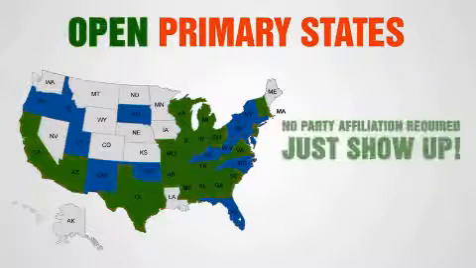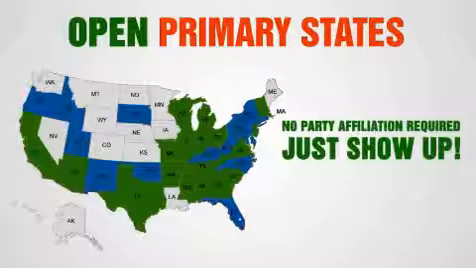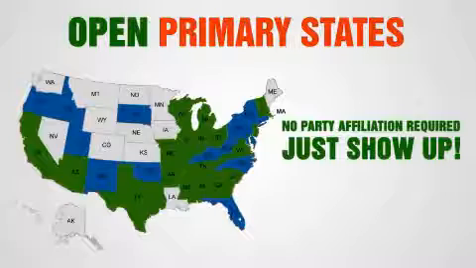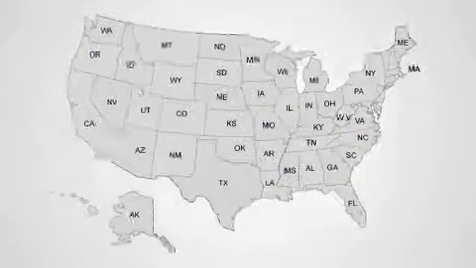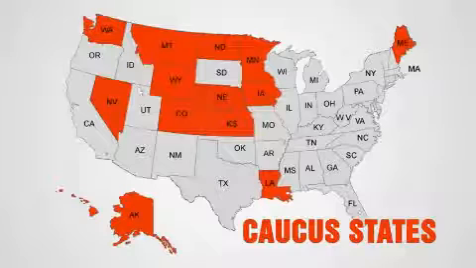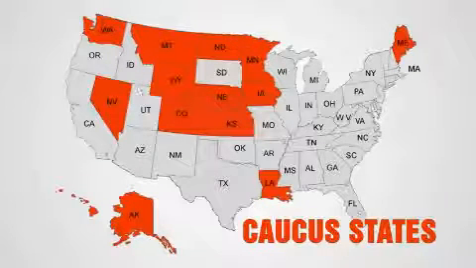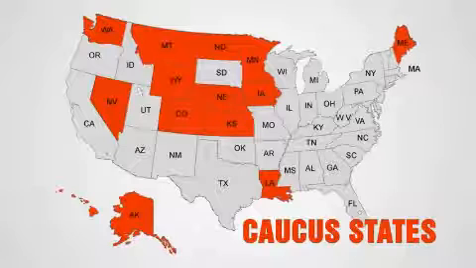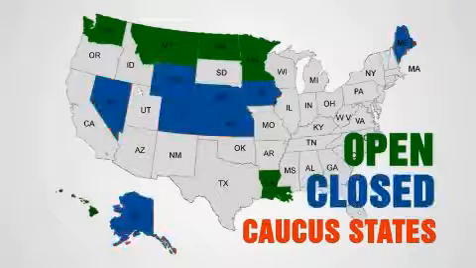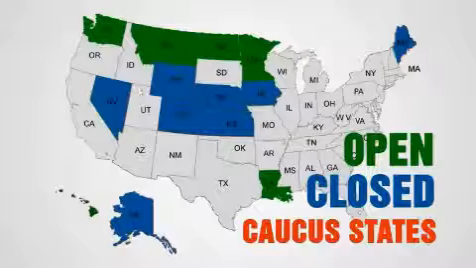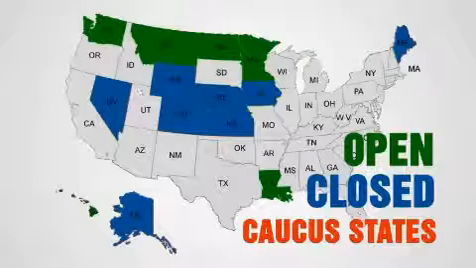If you live in one of these other primary states, you do not have to worry about party affiliation, as these are either open or blanket primaries. In other words, just show up. Now let's look at the caucus states. If you live in one of these states, you're in a caucus state. Just as if you live in a primary state, you must determine if the caucuses are open or closed. If closed, you must register Republican in time to be allowed to vote in the caucus.